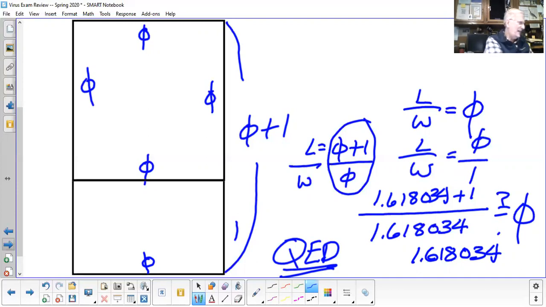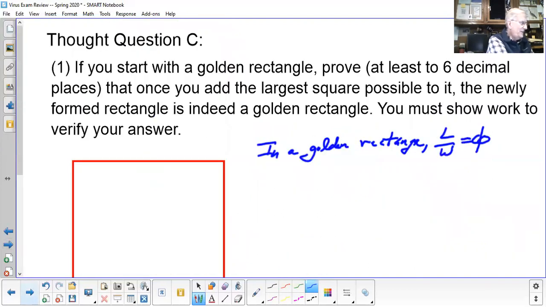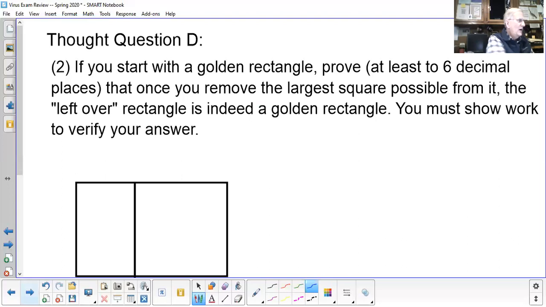Well, what if I gave you this problem the other way? What do we mean by the other way? Well, what if I said to you, if you start with a golden rectangle, prove at least to 6 decimal places that once you remove the largest possible square from it, the leftover rectangle is indeed a golden rectangle. You must verify your answer.